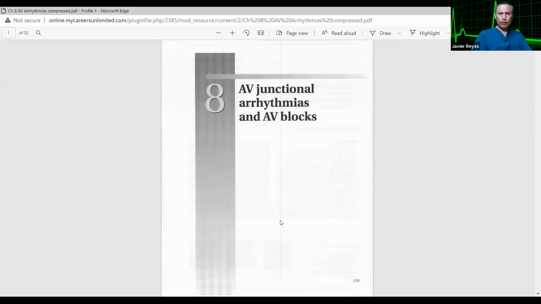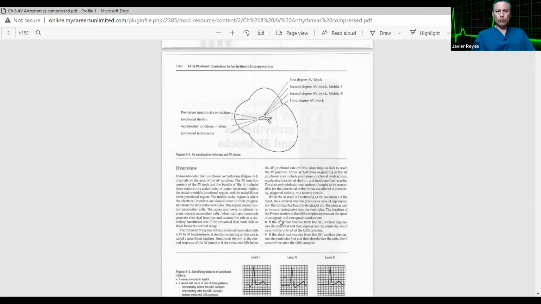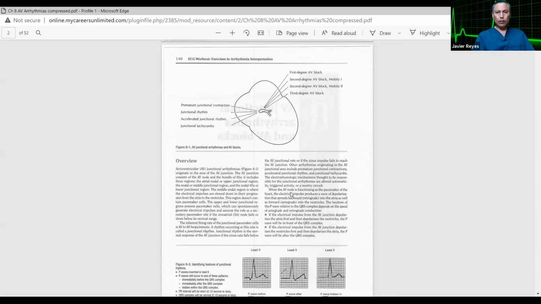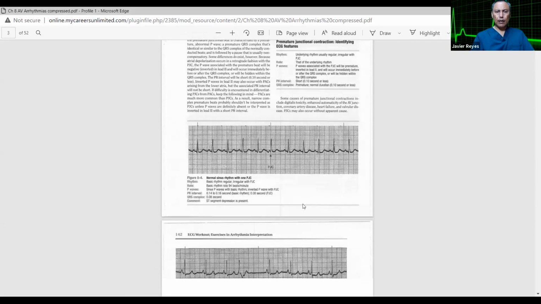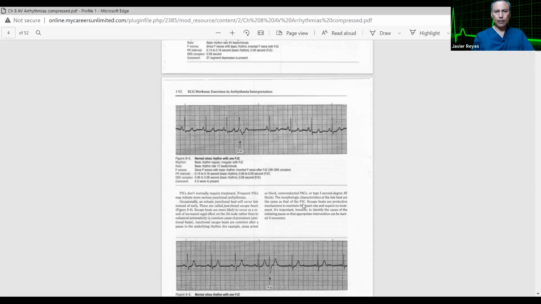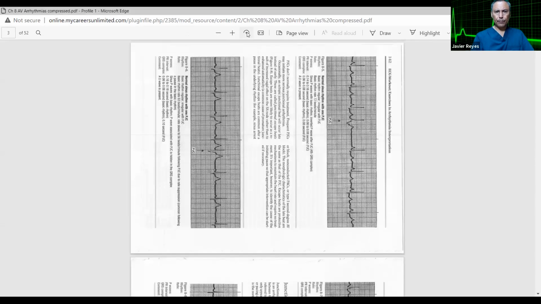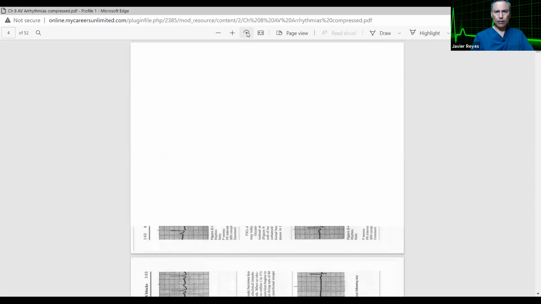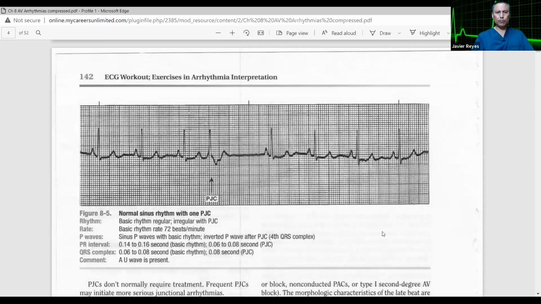I see it now. You see AV junctional arrhythmias, right? And AV blocks. We're not into AV blocks yet. This book, like I said the other day, is another book that is very good about actually explaining things. I like the other one because it's a little shorter, more condensed, but at the same time, this one explains and gives you an example.